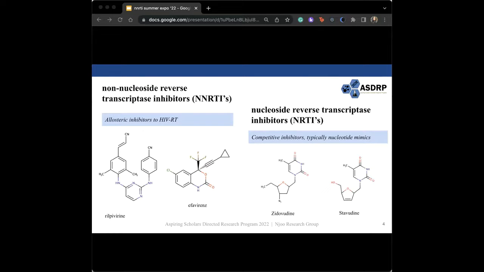NRTIs mimic nucleotides and integrate themselves into the viral DNA, while NNRTIs allosterically bind to the reverse transcriptase or RT enzyme, disturbing the enzyme's function and thus terminating viral replication.